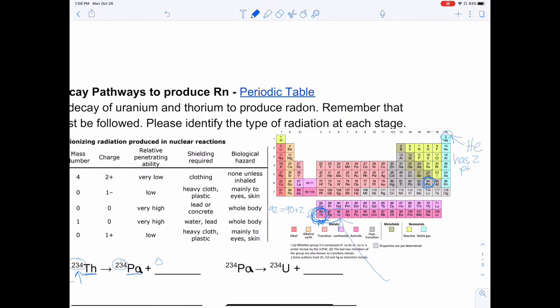There's no decay that can take you from 90 to 84. That's not a thing. So I was supposed to put in there protactinium. Protactinium, yep, that's what it's called. The Pa, I didn't do that right. That was my bad.